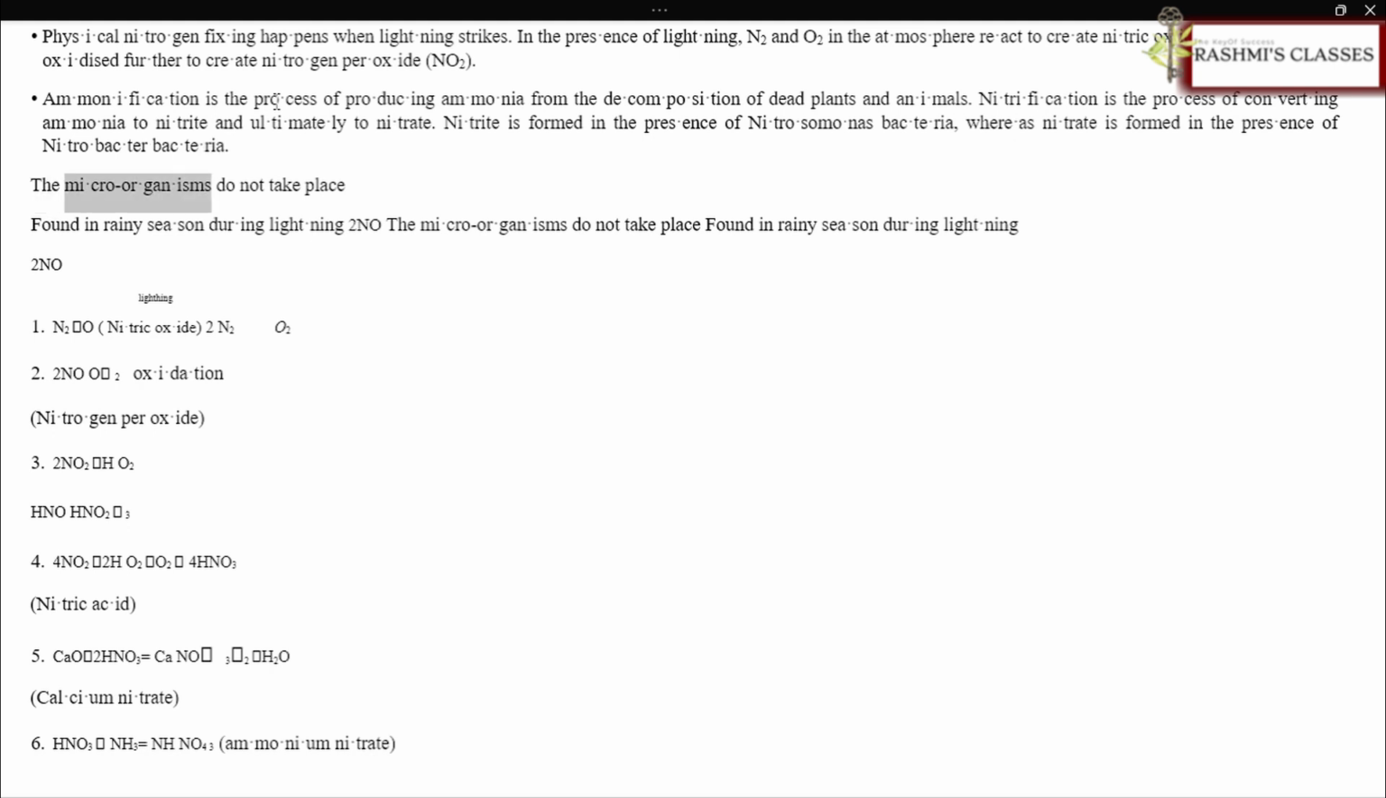These microorganisms are not involved here. This is found in the rainy season during lightning. Lightning: N2 plus O2 gives 2NO, nitric oxide.